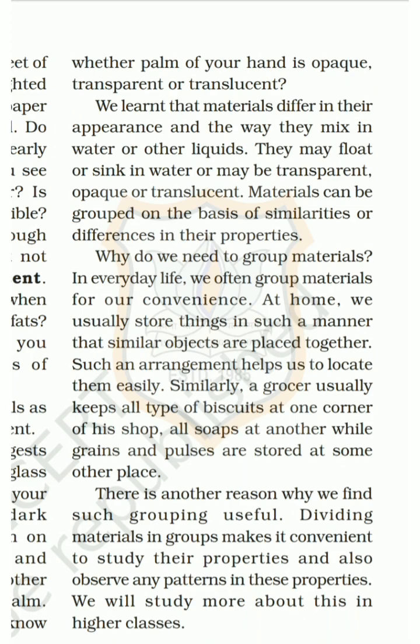At home also, we usually store things in such a manner that similar objects are placed together. Such an arrangement helps us to locate them easily. Similarly, a grocer usually keeps all types of biscuits at one corner of his shop, all soaps at another, while grains and pulses are stored at some other place.